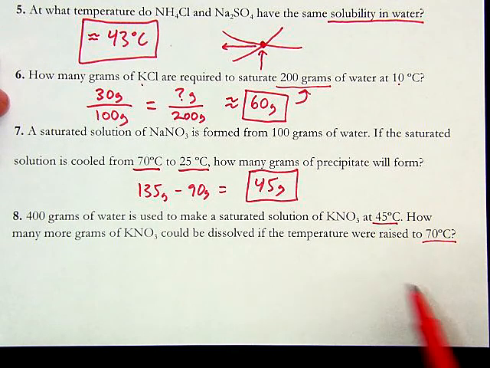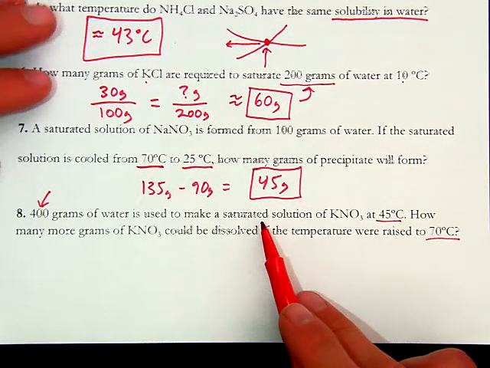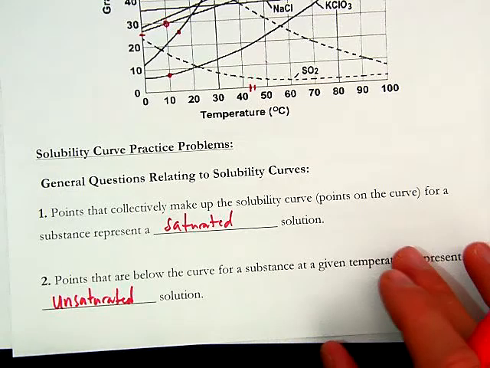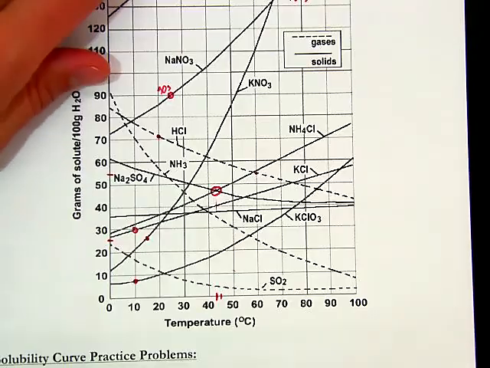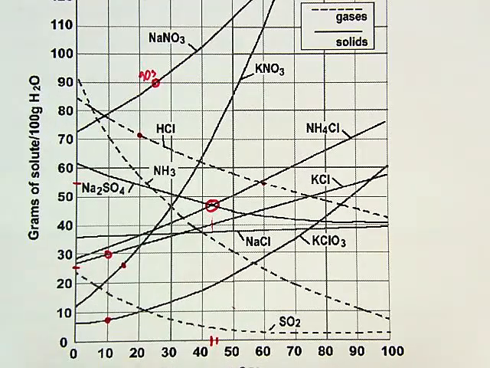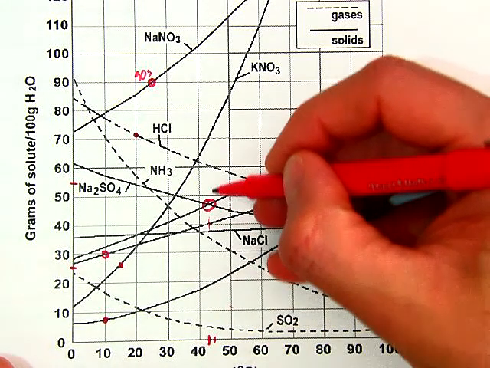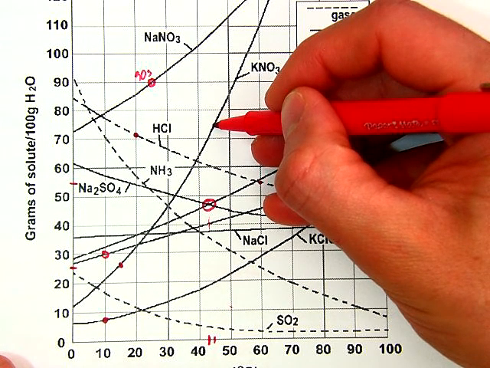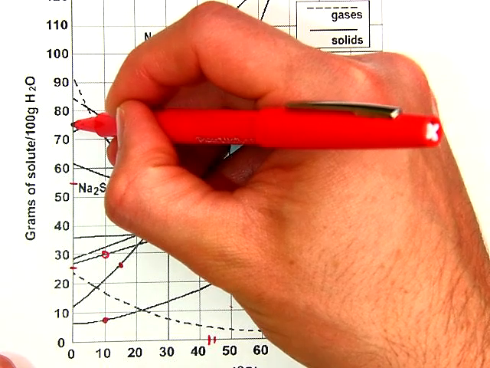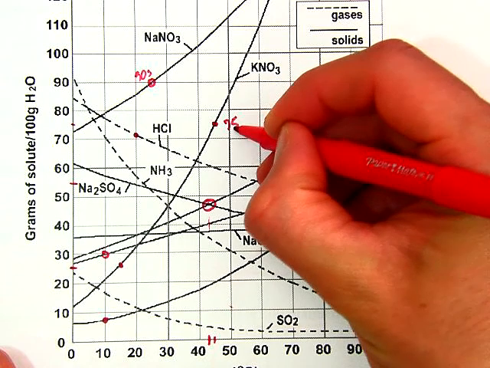So yes, it's 400 grams. But first we just need to find how much KNO3 can be dissolved at 45 degrees on our chart. Okay, so on our chart, KNO3 at 45 degrees. So 45 is about halfway between these two lines. It's probably about right here, which is about 75. About 75 grams.